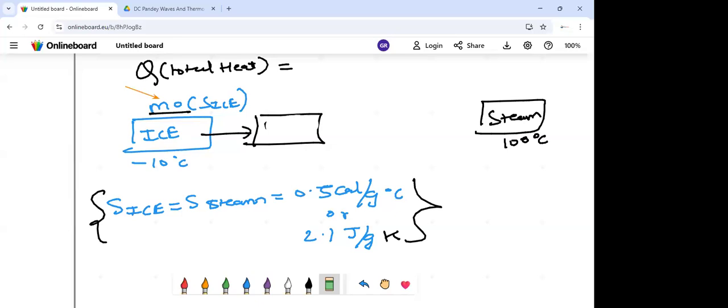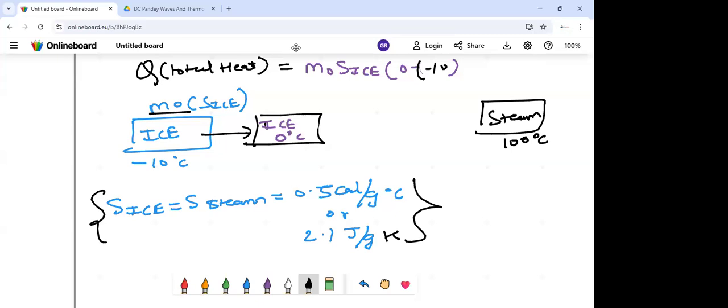First, the ice will rise up to what temperature, guys? 0 degree. So how much heat will we require for that? Mass of ice, specific heat of ice, 0 minus -10. Is that clear to all of you? This much heat we have to give to raise the temperature of ice from -10 degree to 0 degree. Everyone, are we clear? Yes.